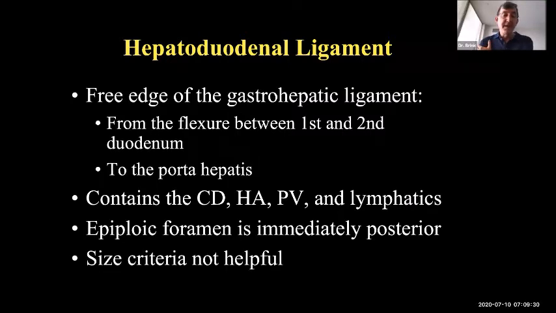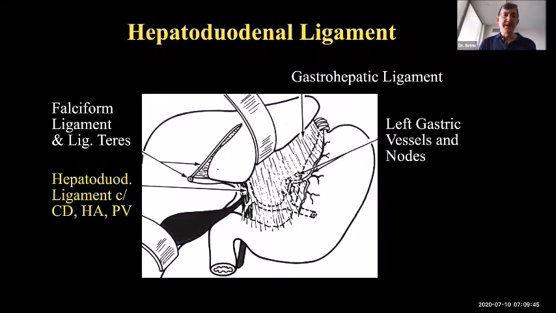And in general, size criteria is not as helpful in this ligament as in other ligaments. Particularly nodes at the base of the hepatoduodenal ligament, sometimes called portocaval nodes, can be quite prominent and still normal, as we'll see. So again, diagrammatically, this is the free edge of the lesser omentum, the hepatoduodenal ligament containing the common duct, hepatic artery, and portal vein.